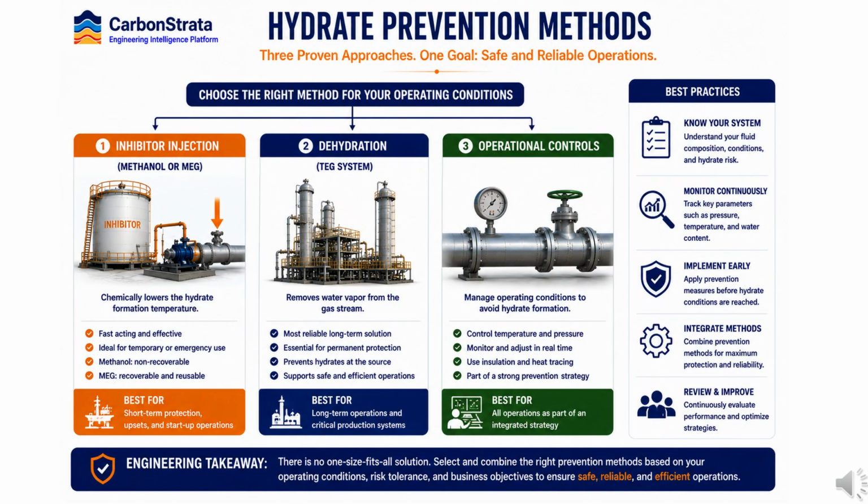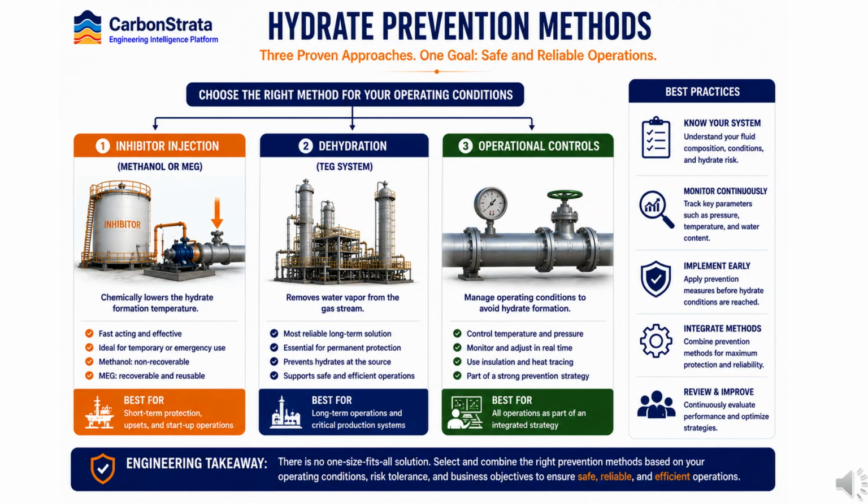A few minutes ago, we learned how hydrates form. The next question is simple: how do we stop them? In industry, there are three primary hydrate prevention approaches, and the right choice depends on operating conditions, economics, and risk tolerance. The first method is inhibitor injection, typically using methanol or MEG. These chemicals lower the hydrate formation temperature, making them highly effective for startups, shutdowns, and emergency situations.